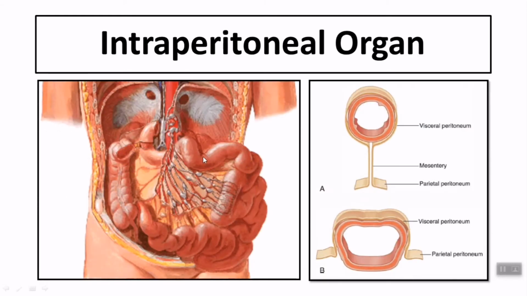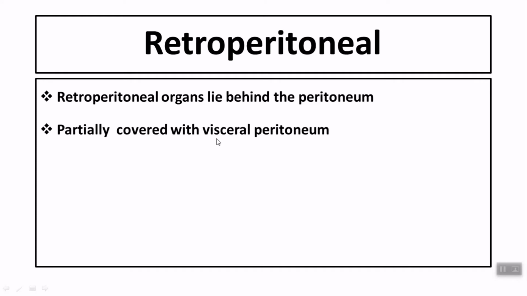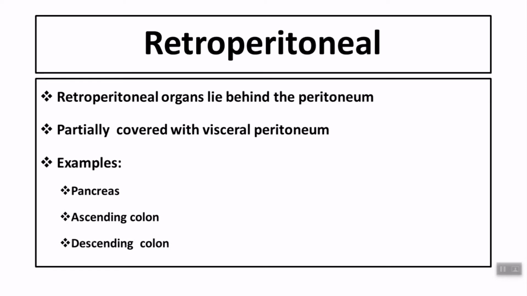We can see here, these are the small intestine. Parts of the jejunum and ileum are totally covered by visceral peritoneum, and they have a mesentery, while the retroperitoneal structures are covered partially by visceral peritoneum. These are the retroperitoneal structures. We say that an organ is retroperitoneal when it lies behind the peritoneum and is partially covered with the visceral peritoneum. Examples of these retroperitoneal structures are the pancreas, ascending colon, descending colon, kidneys, and the suprarenal gland.